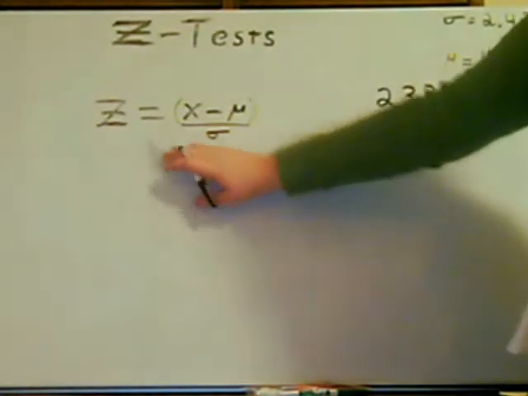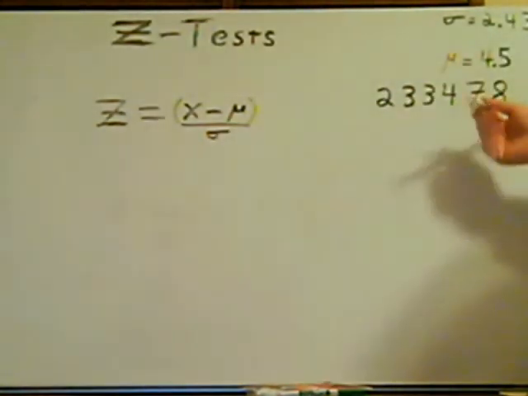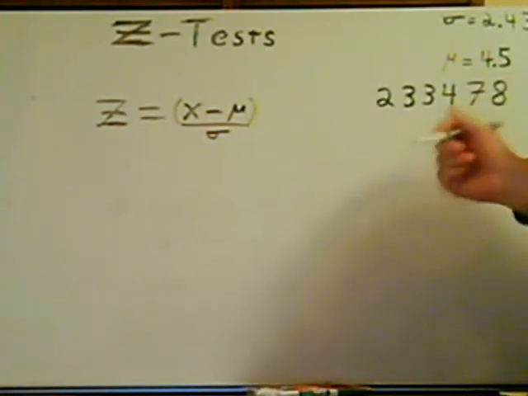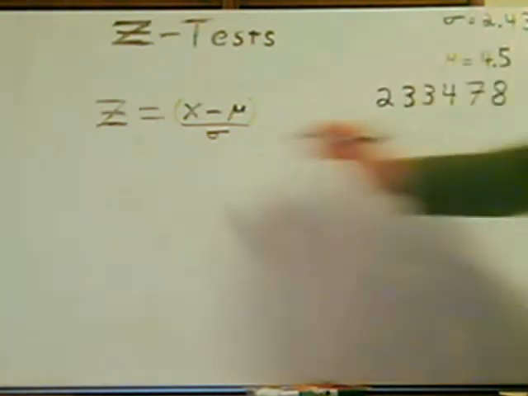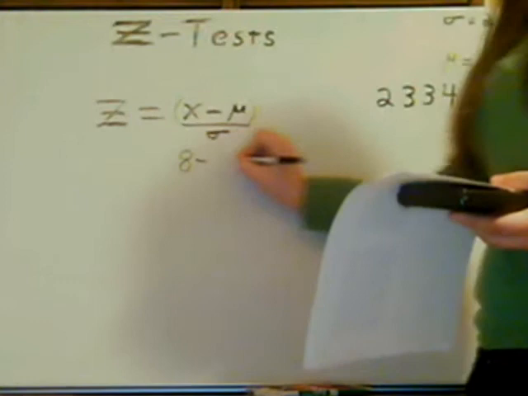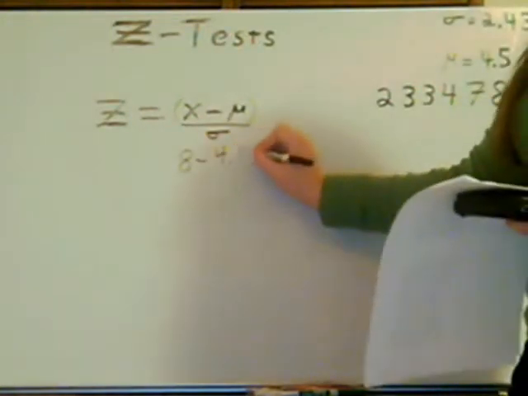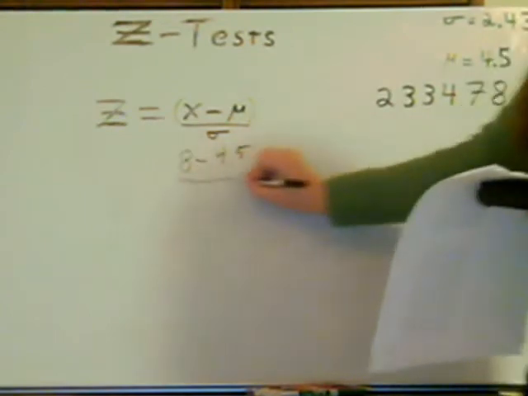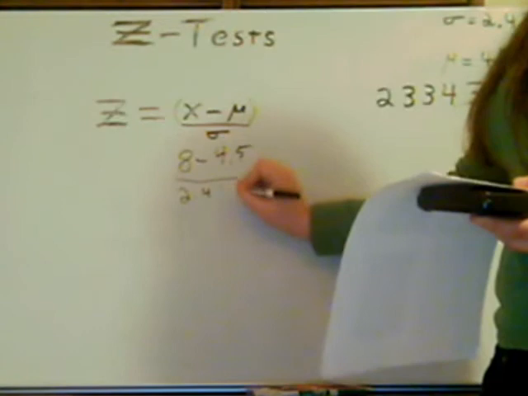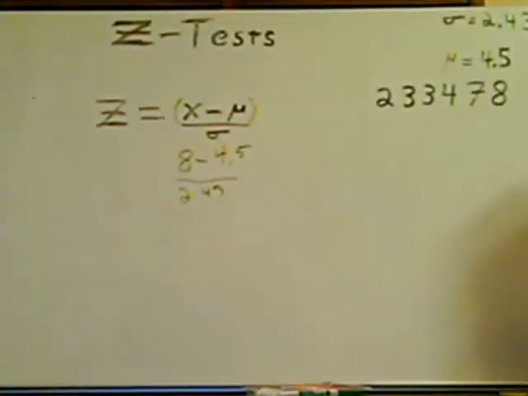Let's find out what exactly that means. So go ahead and plug in. Let's say we want to find the z-score of 8. Figure it's probably one of the largest numbers. Let's see what percentile it's in. So you're going to take 8, which is your x, minus your mean, or mu, which is 4.5, divided by your standard deviation, which we found out to be 2.43. Go ahead and work that out. Pause the video if you need to.